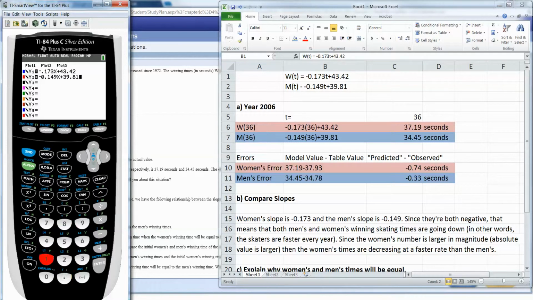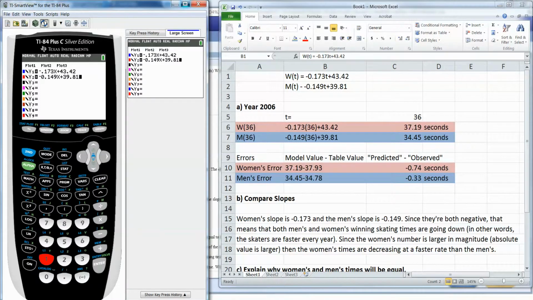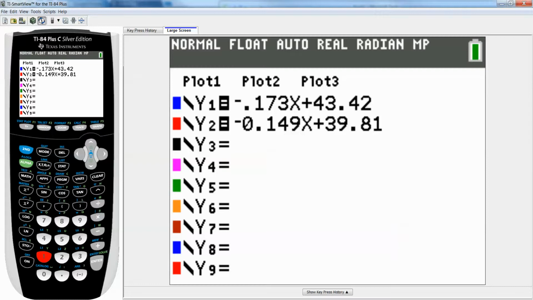All right, now that I've got those in there, I'm going to make this a bigger screen. If you're lucky enough, like me, you have a color calculator, you can actually change the colors to match. So I'm going to do that real quickly. And you don't have to put the 0 in there, but I just like it being there.